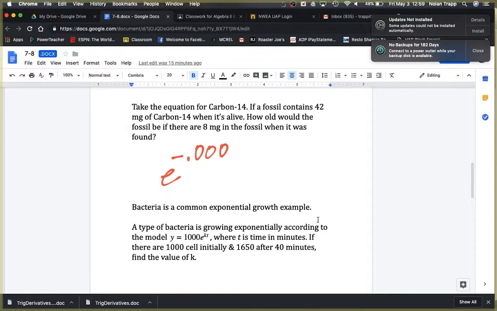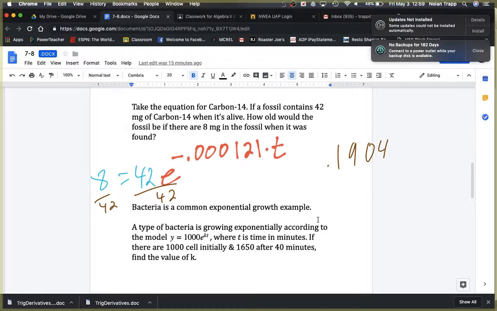So it was 0.00121 that I used times t, because I know how many years. And then it says if it started with 42 and now equals 8, we have to solve for t to find out how long ago it was alive. So, divide by 42. So that gets me 0.19047. Once again, more decimals the better.